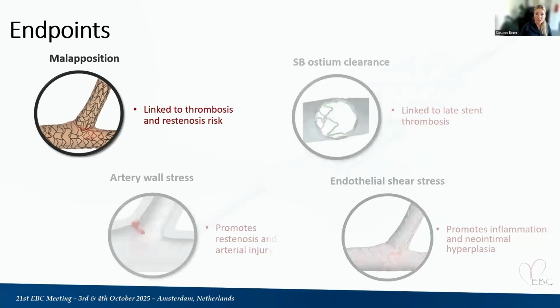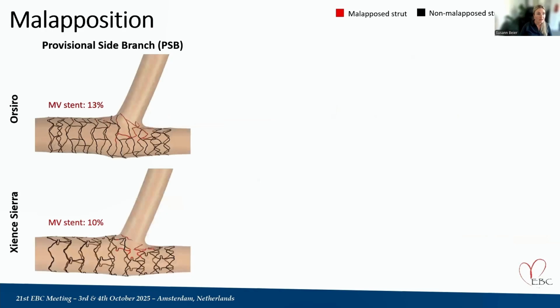Starting with the malapposition, we looked at first the provisional side branch. You can see in the top row is the result for the Ultimaster, and the bottom row is the Synergy stent. The malapposition rates, so the malapposed struts, are shown in red, and you can see that there were slightly more malapposed struts in the Ultimaster stent scenario versus the Synergy with a 3% difference.